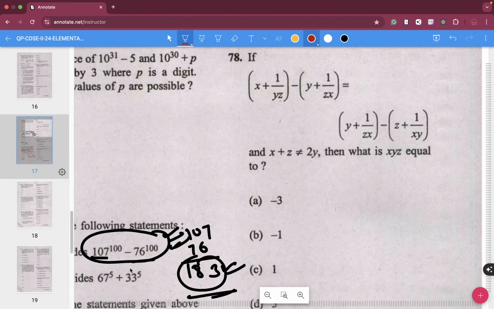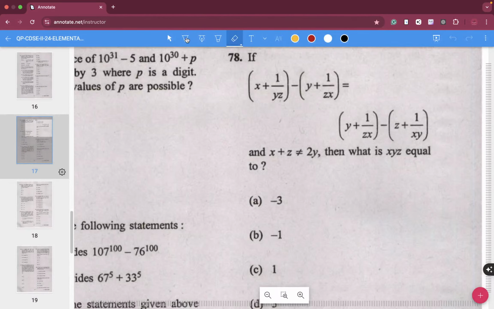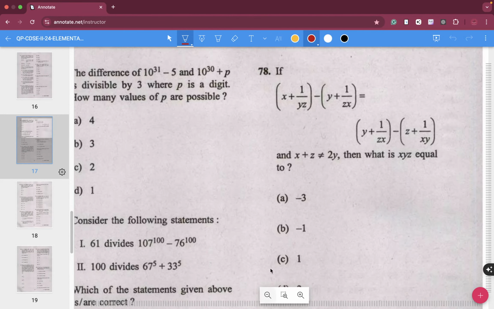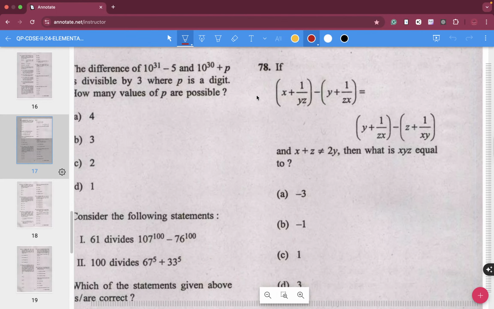Now how about this one, question number 78? Let's move on to question number 78, folks. What we will do with question number 78 is try to get this question solved a bit.